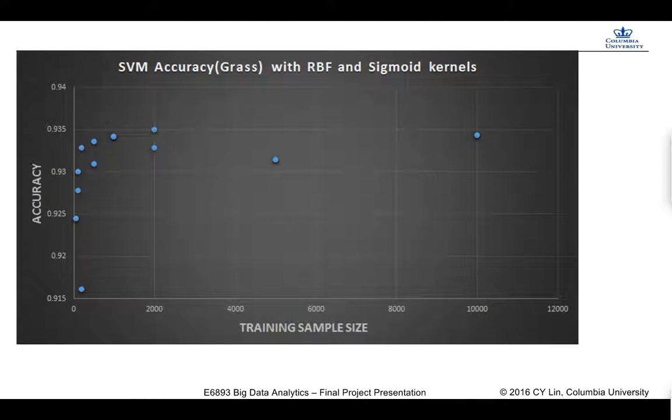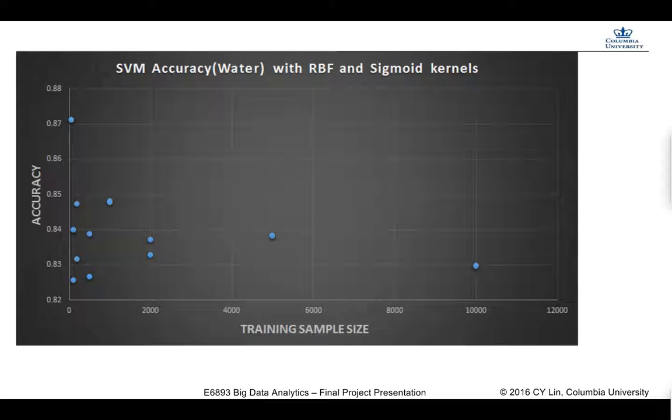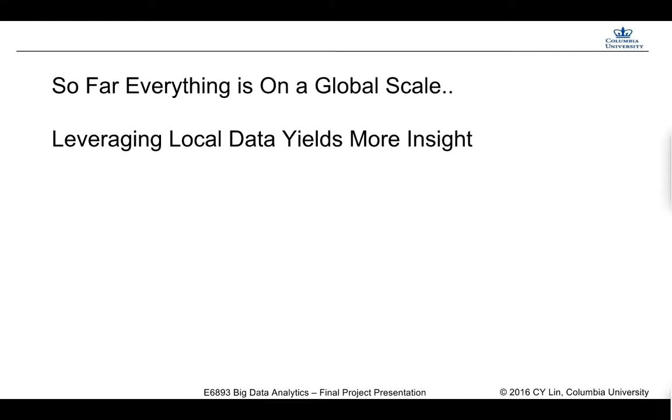Then we did a support vector machine using the Gaussian kernel or RBF and also sigmoid kernels. So you see that as we increase the training sample size, the accuracy gets higher and higher, but then it gets lower and then higher again. So it seems that 2000 training samples is enough. And similarly for predicting whether it's a normal type or not and whether it's a water type or not.